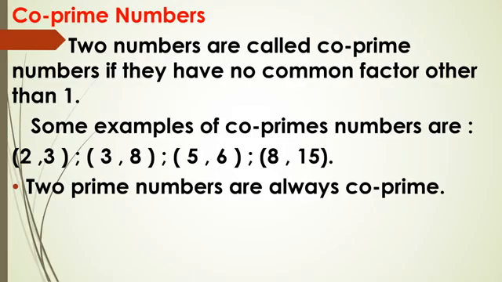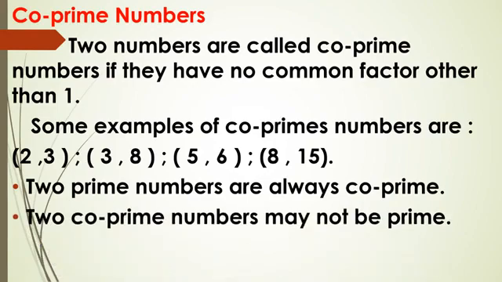Second, 2 co-prime numbers may not be prime; it is not necessary that 2 co-prime numbers are always prime numbers. Now see the last example, 8 and 15, the last pair that I have written. Neither 8 is a prime number nor 15 is a prime number. Both numbers are composite numbers, but they are co-prime numbers because their common factor is 1 only. Check it while doing.